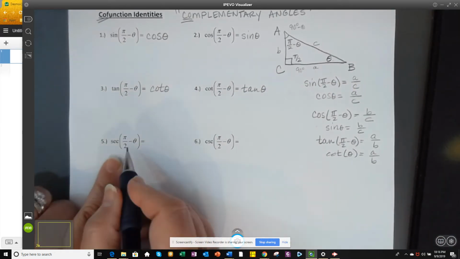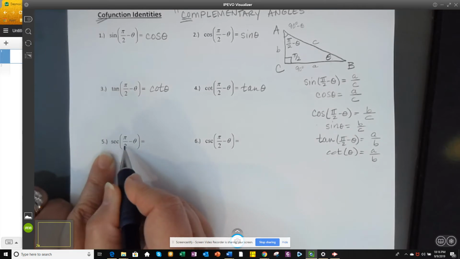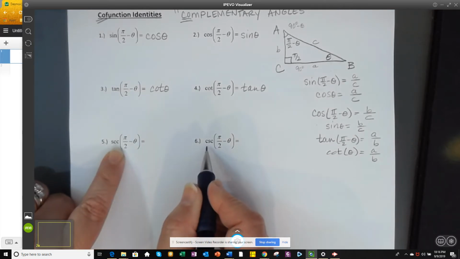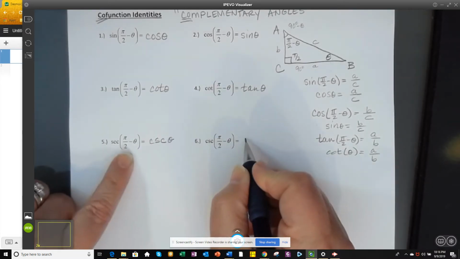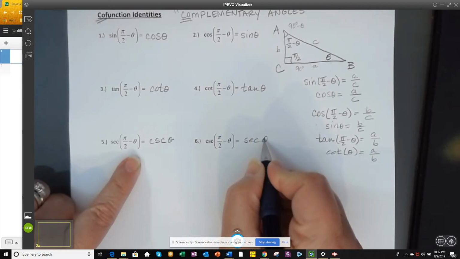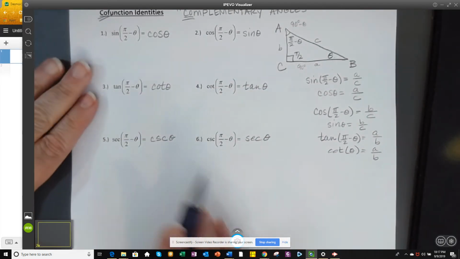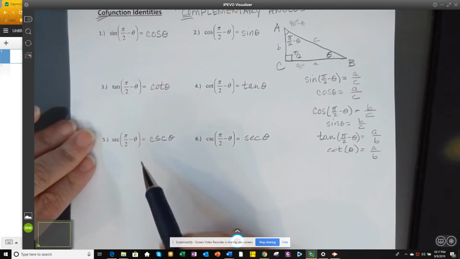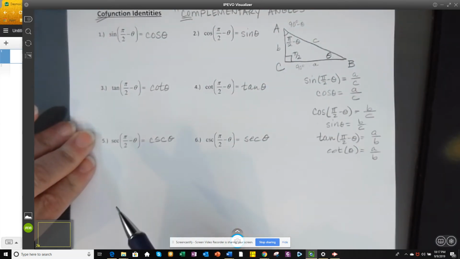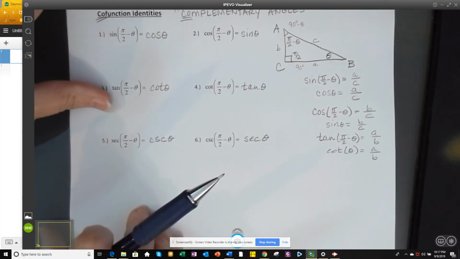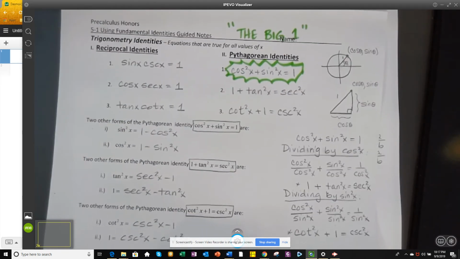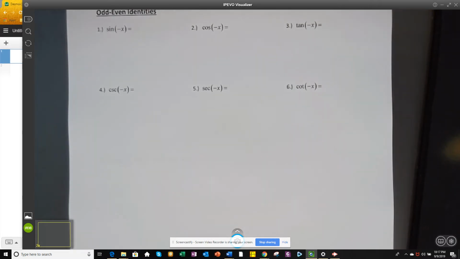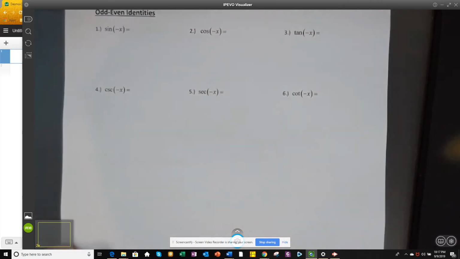And secant of pi over 2 minus theta, and its complementary, would be cosecant of theta. And this one is going to be secant of theta. All right, and all of this works again because these are complementary angles. All right, so these are good identities to know from time to time as well. Not as important, I would say, as these, so we're not going to forget these. All right, next one. Odd and even identities.